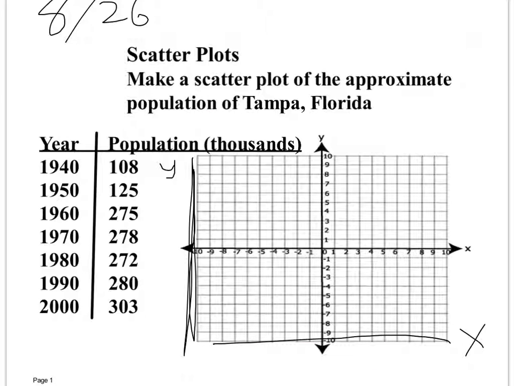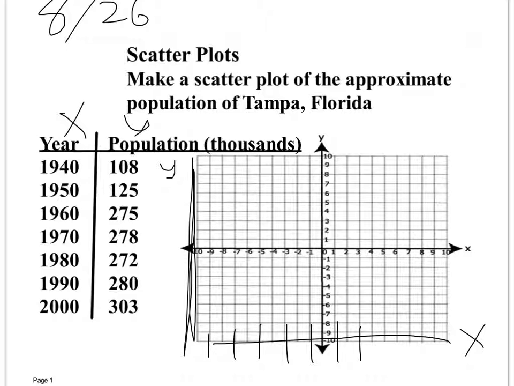So I'm going to go 1940 right here, 1950, 1960, 70, 80, 90, 2000. I can't write with my finger, so you should just write like 1940 there. That's our X. This is our Y.